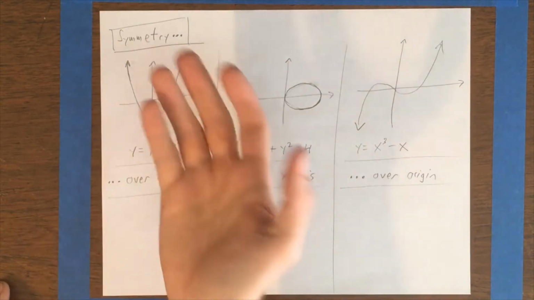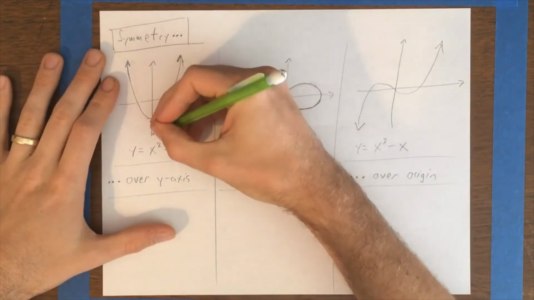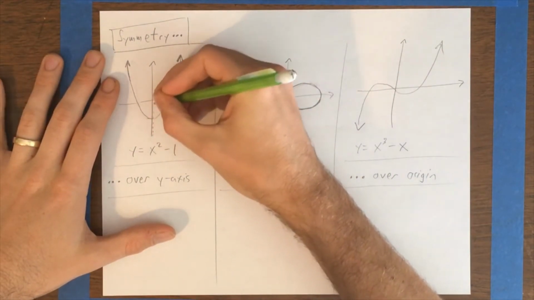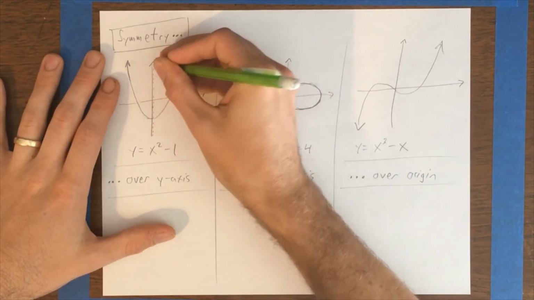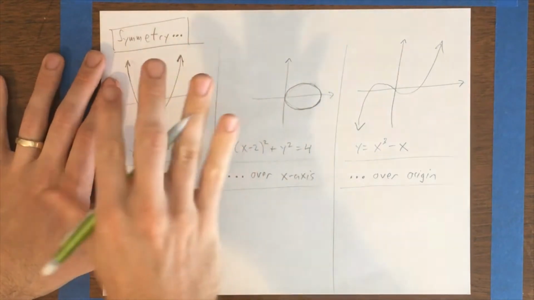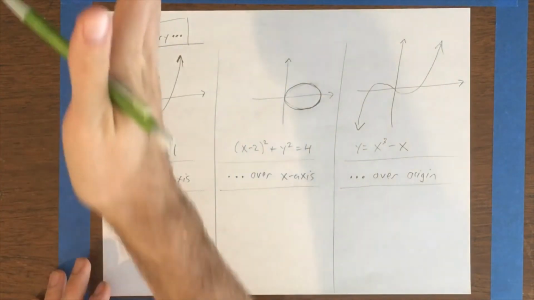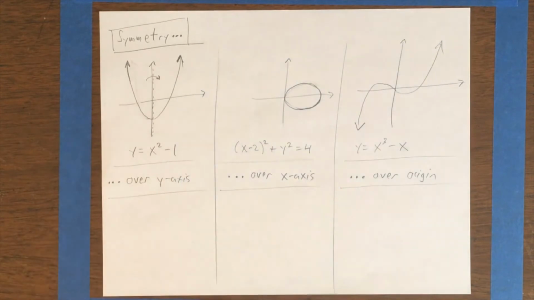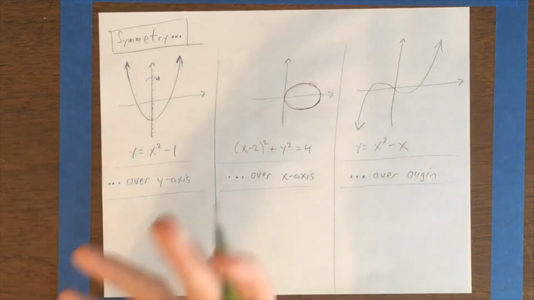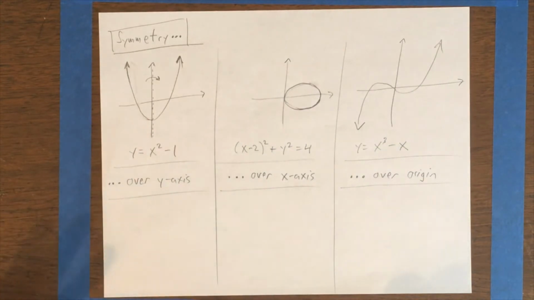One is symmetry over the y-axis. So that would be where you could take the graph and reflect it. Imagine flipping the graph over along the y-axis, like you're rotating around the y-axis 180 degrees. And if you flip it over and it looks exactly the same, then it's called symmetrical, right?